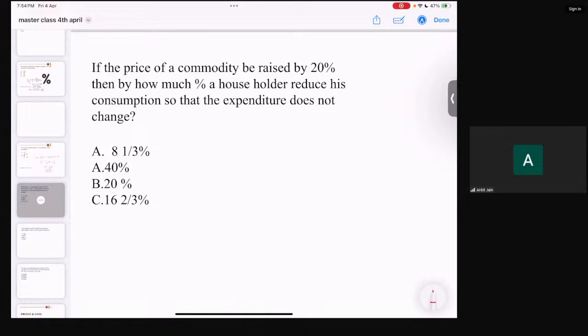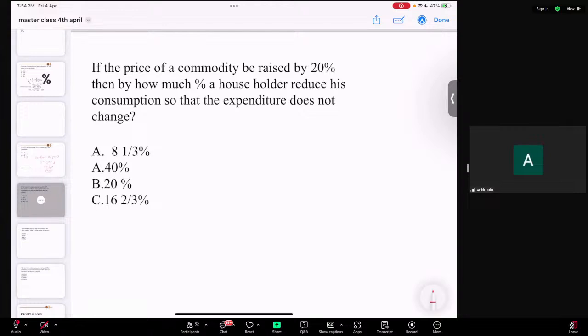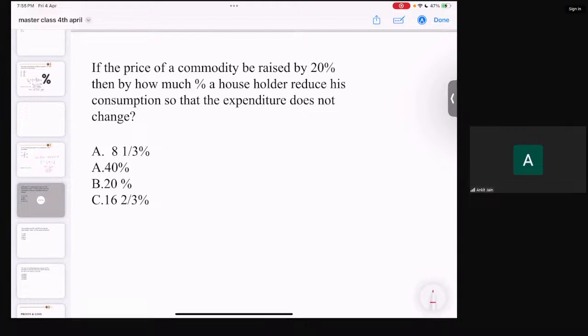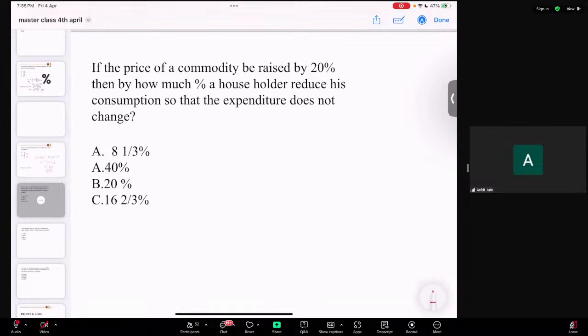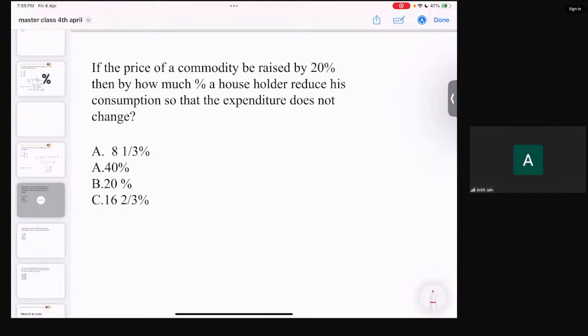Rajesh Kumar with the right answer. Kaustav, Arpit, Kavit, Kavitri. Answer is 16. For this question, price into consumption is equal to expenditure.